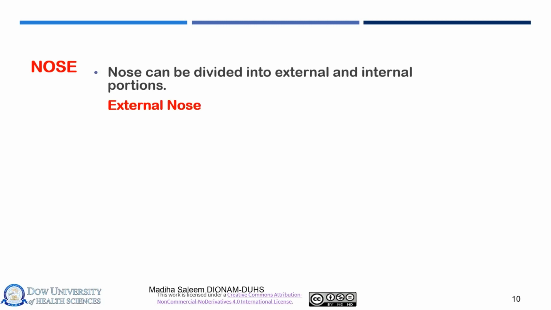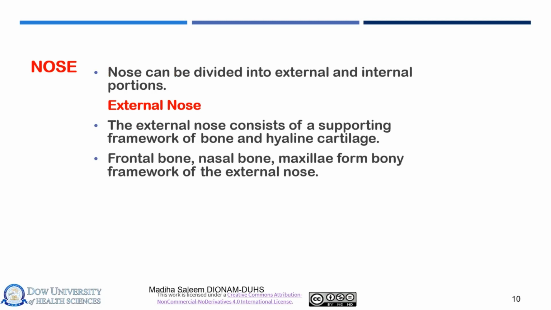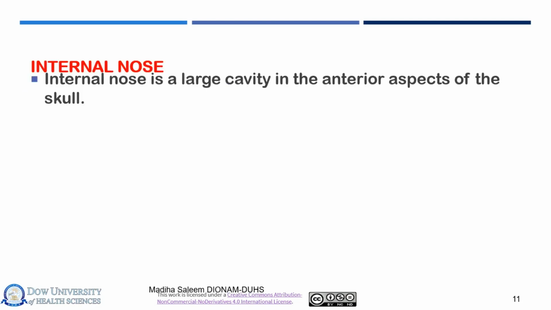The nose can be divided into external and internal portions. The external portion consists of a supporting network of bone and hyaline cartilage: frontal bone, nasal bone, and maxilla bone form the framework of the external nose. The cartilage framework of the external nose consists of septal cartilage, lateral nasal cartilage, and alar cartilage. Now, we have the internal nose.